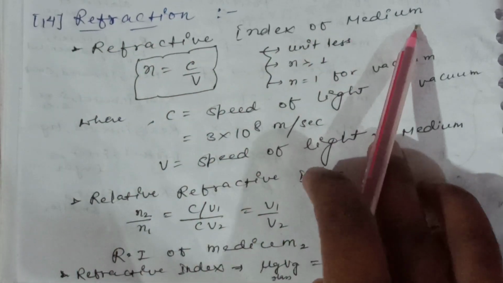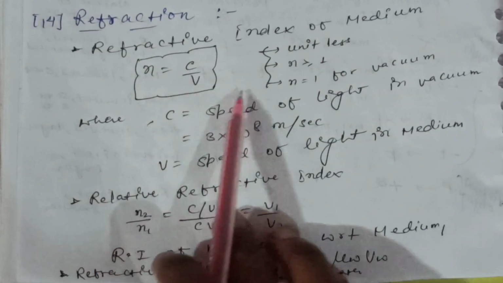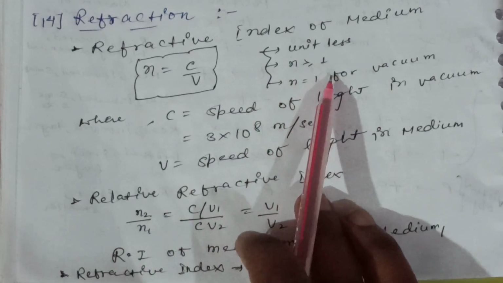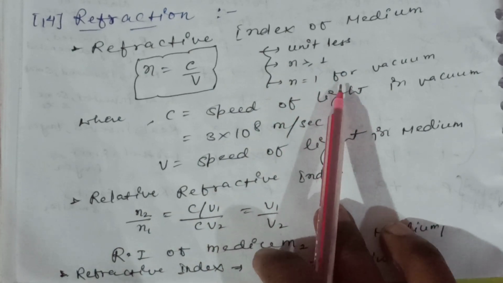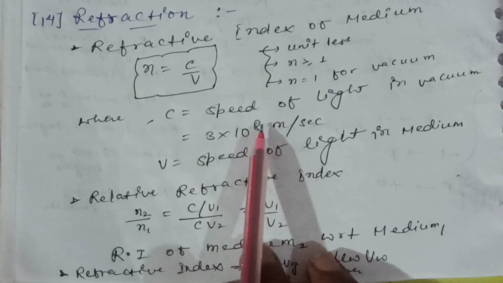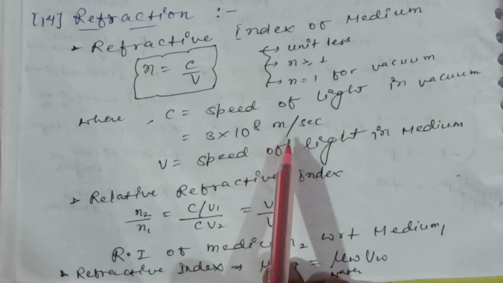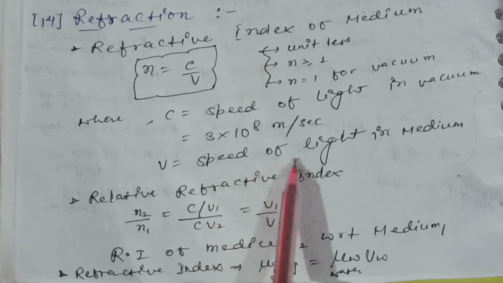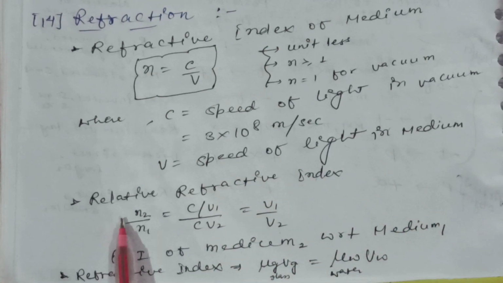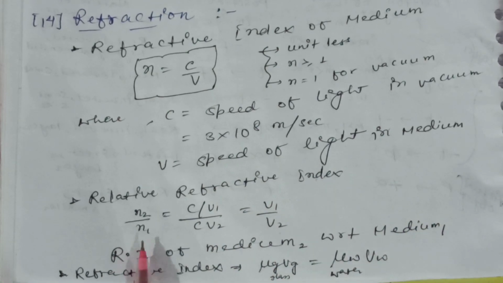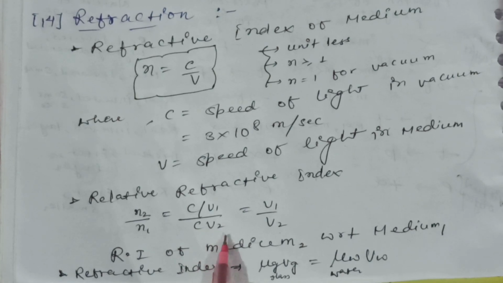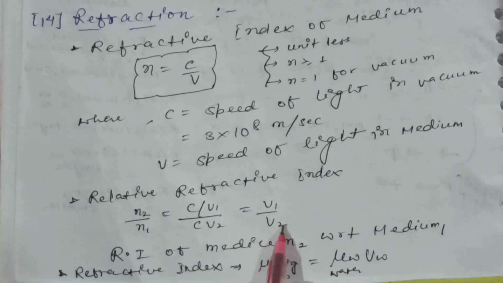Refractive index of medium n is equal to c upon v, unitless, n greater than 1. n is equal to 1 for vacuum. c is equal to speed of light in vacuum is equal to 3 into 10 to the power 8 meter per second. v is equal to speed of light in the medium. Relative refractive index n2 upon n1 is equal to c upon v1 upon c upon v2 is equal to v1 upon v2.